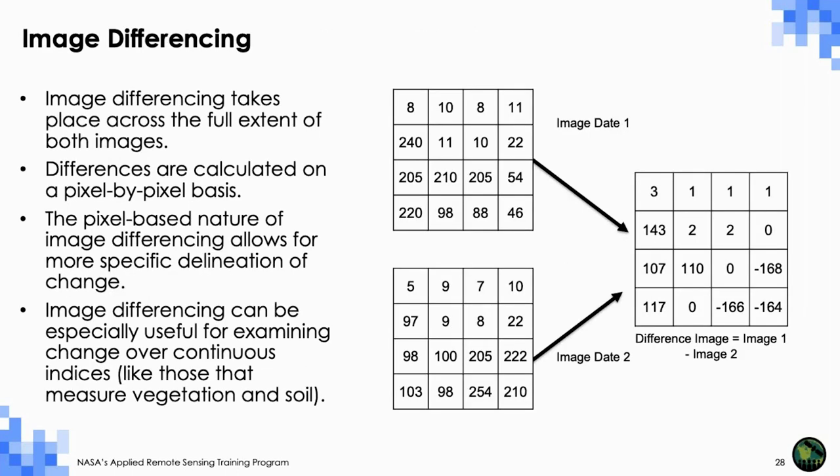Here's an example breakdown of how image differencing works on the pixel level by simply taking a single band from two different dates of imagery and subtracting one from the other, resulting in a change image. And as you can see, differencing takes place pixel by pixel, making change detection delineation more specific. And the change image consists of, as I mentioned before, positive and negative values where change has occurred and zero values where no change has occurred. So image differencing can be particularly useful for examining change in continuous indices. And we're going to do some of this within our GEE activity.